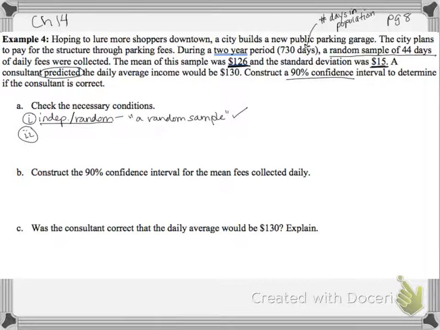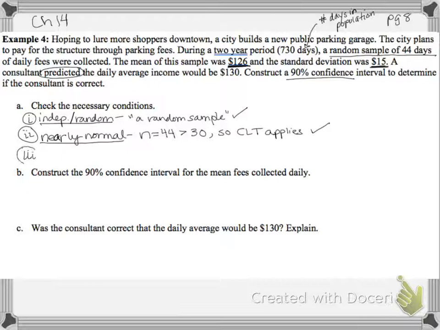All right, we're going to jump to condition number 2, which is nearly normal. And this relates to whether or not our sample size is larger than 30, so we can claim the central limit theorem was met. So in this case, the 44 days we sampled is in fact greater than 30. So the central limit theorem applies, and this is a normal model.